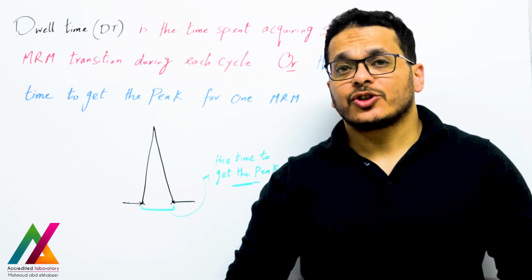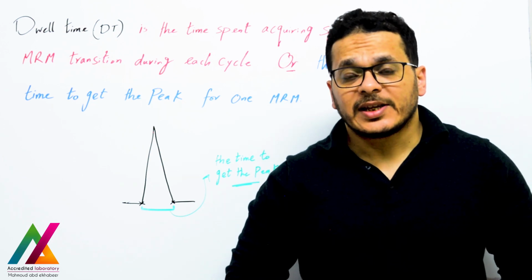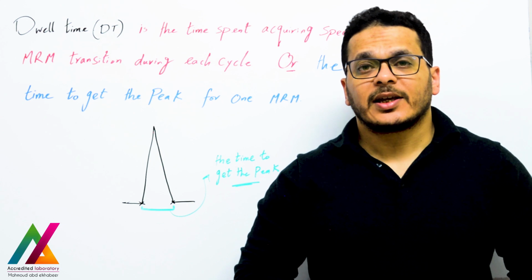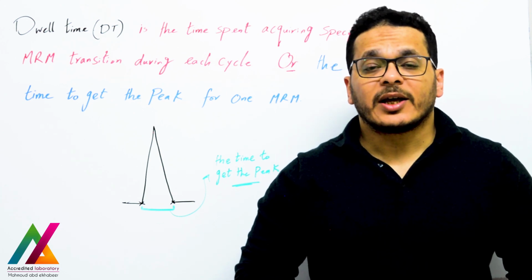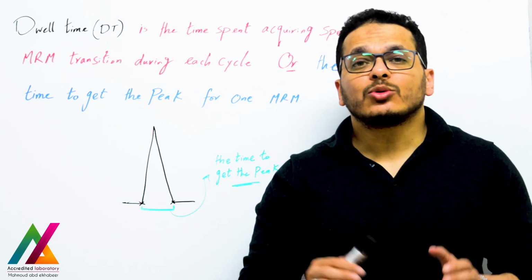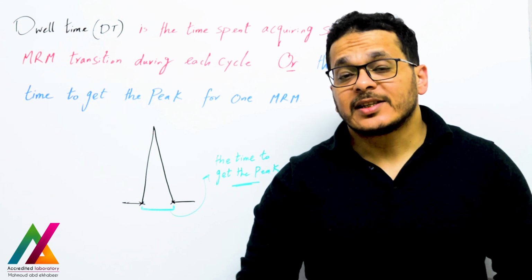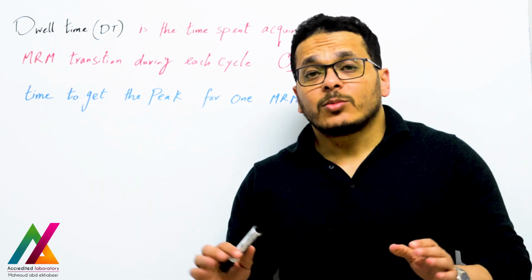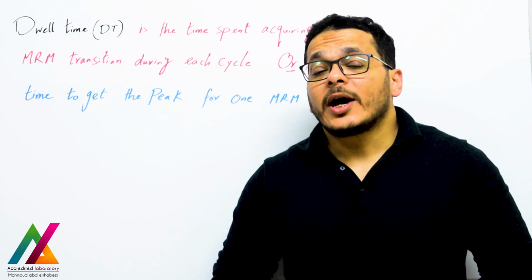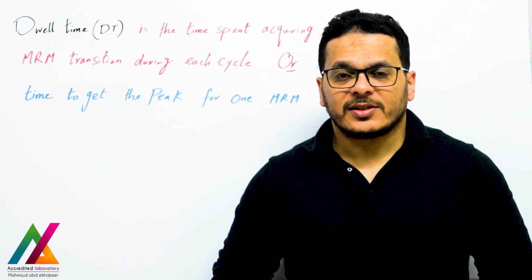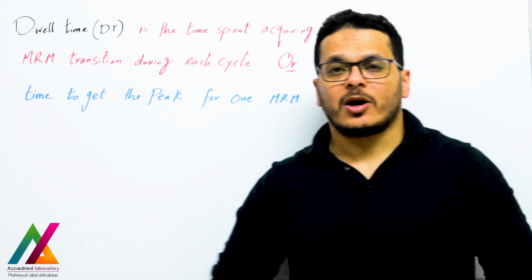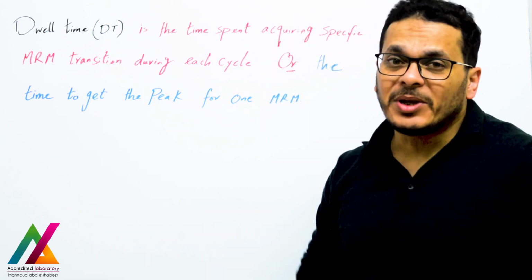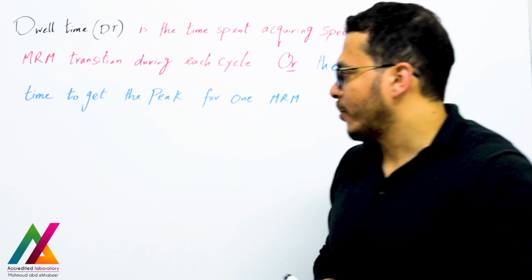In the previous lecture, we discussed different parameters in the acquisition method in LCMS/MS. Today's lecture, inshallah, will be around dwell time and how to calculate dwell time, and this is a very important parameter in the acquisition method. Dwell time is the time spent acquiring a specific MRM transition, or the time to get the peak for one MRM.